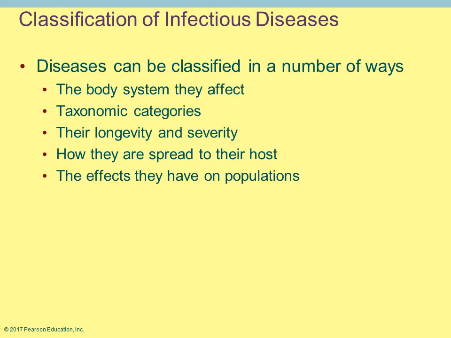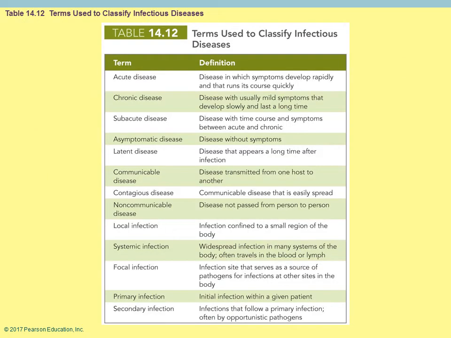Classification of diseases are done many different ways by the body system that they infect, like respiratory, urinary, etc. The effect they have on the population. So here's just different ways of classifying diseases. Are they acute, where the symptoms are going to develop very rapidly, but the disease is going to also run very quickly and then it's over with? Or is it a chronic one, where the symptoms usually develop very slowly, but the disease lasts a long time?